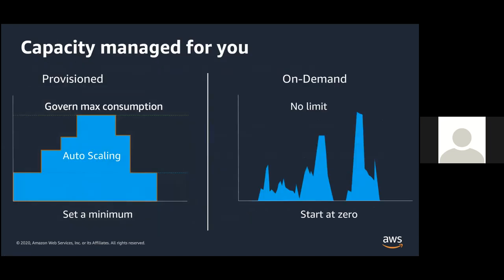In terms of capacity, the way we have set up or configured DynamoDB, its capacity is managed for you, right? So we have auto scaling for provisioned, and it's a governed max consumption, right? Set at minimum. And for on demand, there's no limit, it starts at zero, right? And you can go as high as you can.